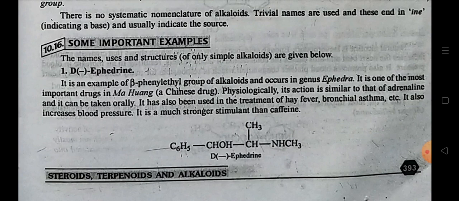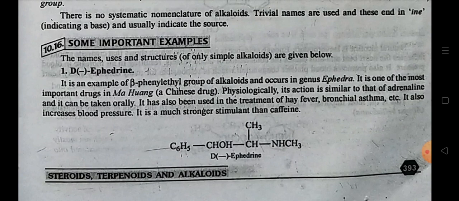First one is D-ephedrine. It is an example of beta-phenylethyl group of alkaloids and occurs in genus Ephedra. It is one of the most important drugs in Ma Huang, a Chinese drug. Physiologically, its action is similar to that of adrenaline and it can be taken orally. It has also been used in the treatment of hay fever, bronchial asthma, etc.